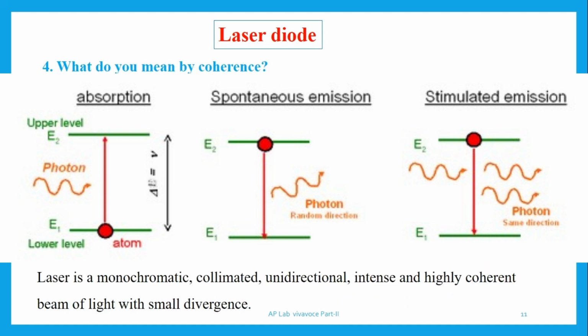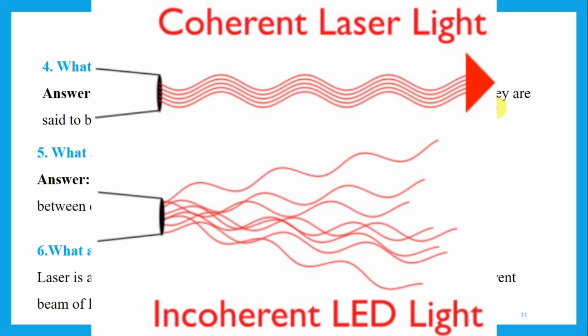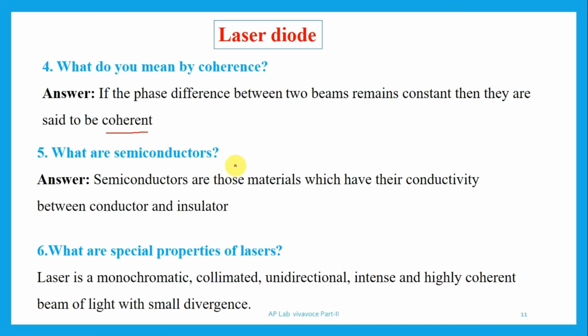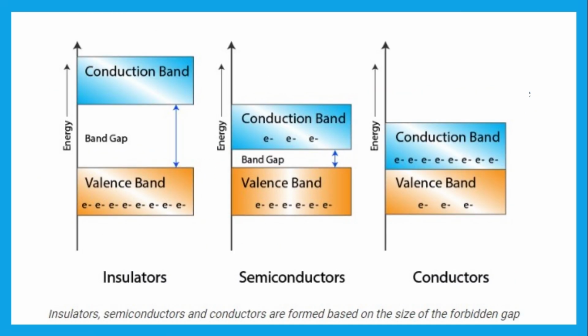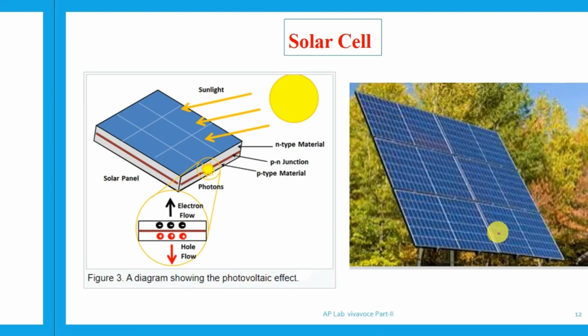Then what do you mean by coherence? Laser lights are coherent lights. If the phase difference between two beams remains constant, then they are said to be coherent. Then what are semiconductors? Semiconductors are materials which have conductivity between conductors and insulators. Sometimes they may ask what is monochromaticity, what is unidirectionality, what do you mean by coherence. These are the properties of the laser, so it is always better to have an idea of the properties.